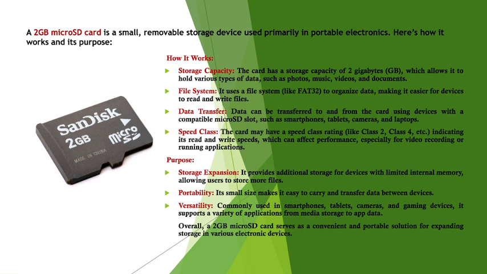Speed class. The card may have a speed class rating like class 2, class 4, etc., indicating its read and write speeds, which can affect performance, especially for video recording or running applications. The purpose, storage expansion. It provides additional storage for devices with limited internal memory, allowing users to store more files.